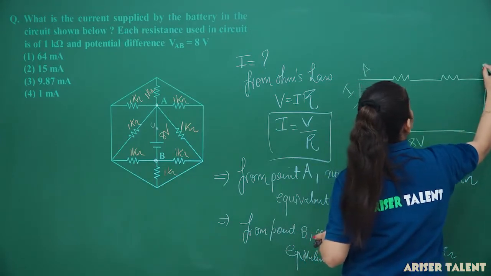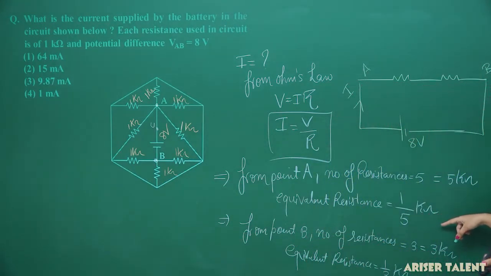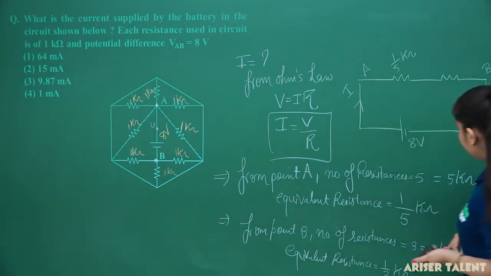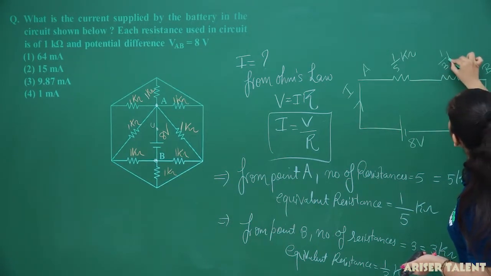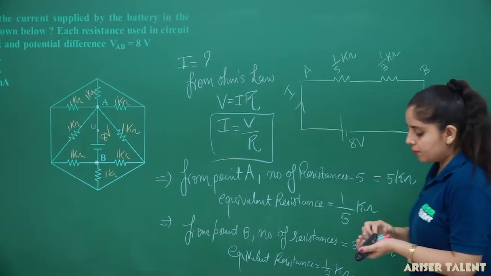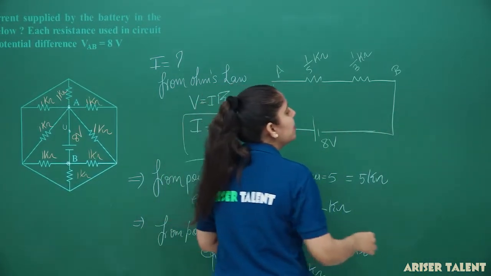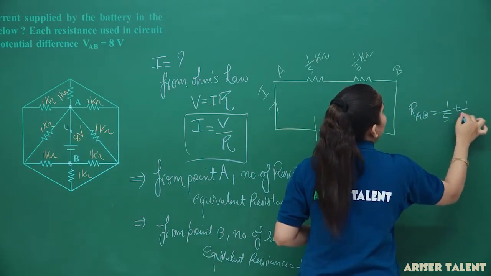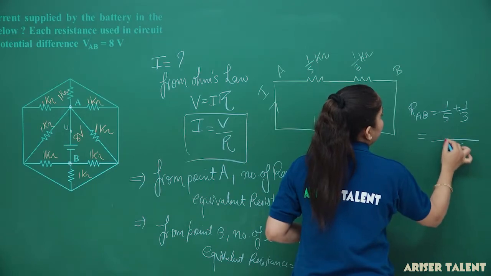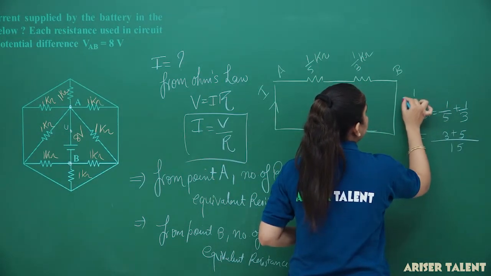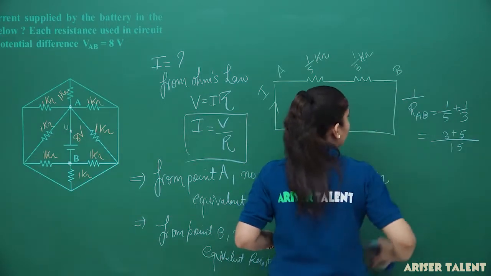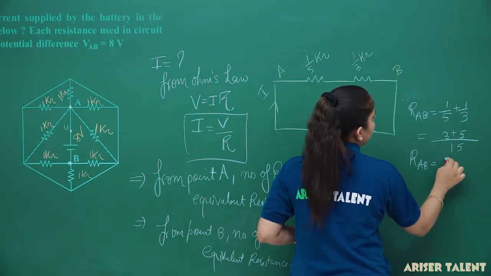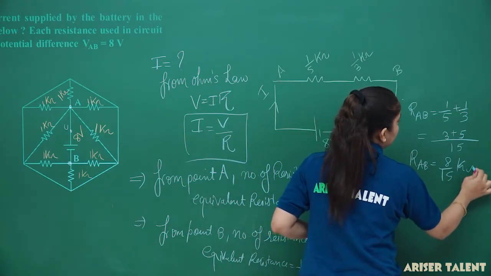This is our point A and this is our point B. So, the resistance from point A came out to be 1/5 kilo ohm, and here the resistance is 1/3 kilo ohm. Now, if I am going to determine the value of RAB, they both are in series. So, I can write 1/5 plus 1/3 and it came out to be 8/15 kilo ohm.